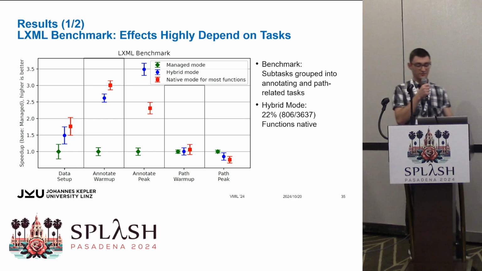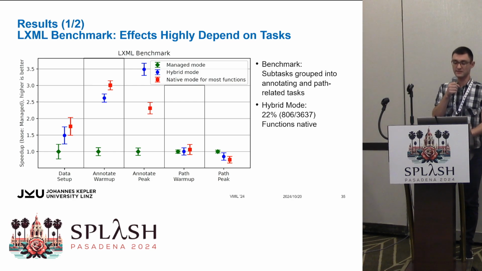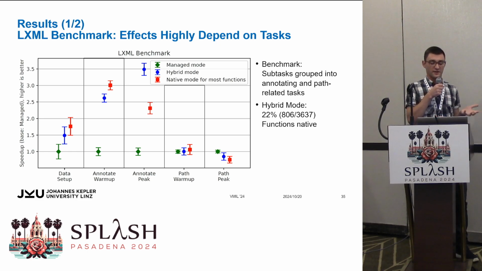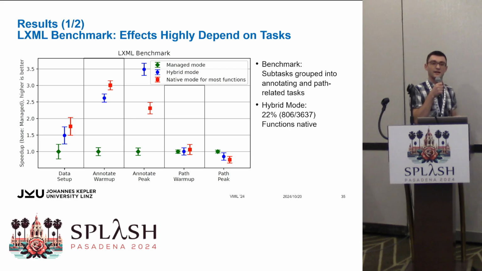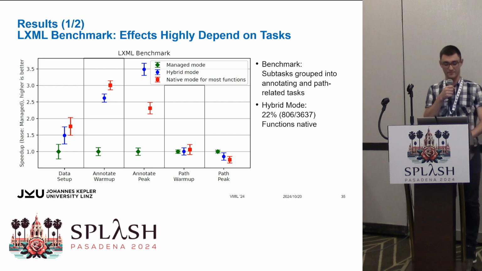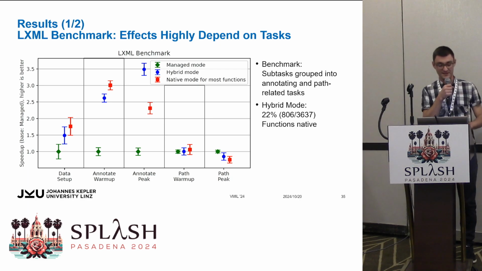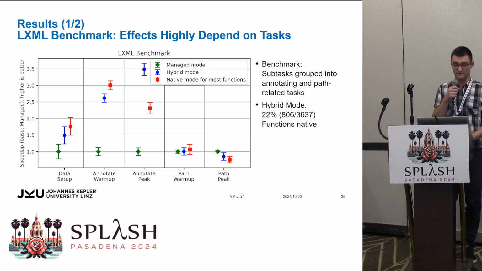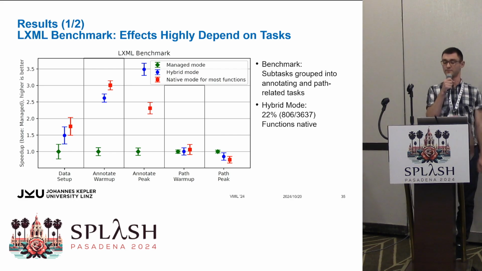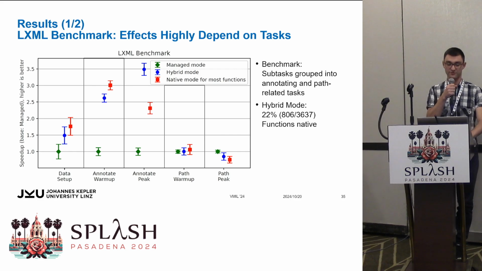What can be seen for warm-up performance is that native execution always performs best. This is no surprise. This is what we expected, because if more code is executed on the native side, of course, less analysis by the profiler is necessary for JIT compilation. Then for peak performance, we have 2 different results. The one is for annotation tasks. With the hybrid mode, we can even outperform the other 2 versions. So here, the hybrid mode really pays off.